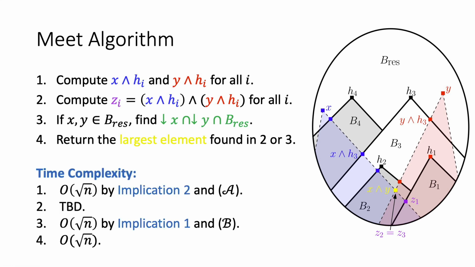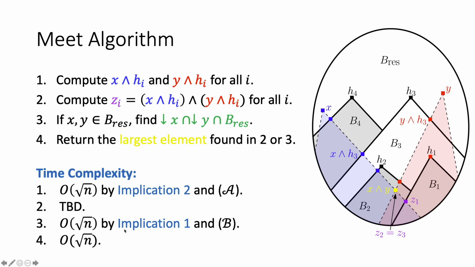So for step 1, by implication 2, there are at most square root n blocks, and I have all of the meets stored. So this is going to take square root n time. Let's go ahead and skip step 2 for the moment.